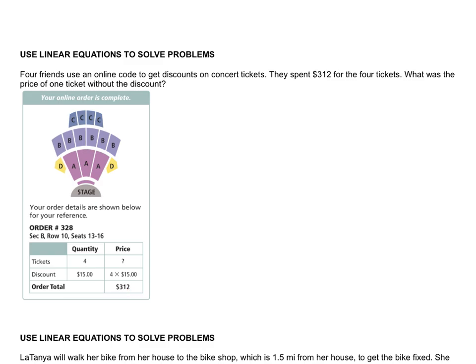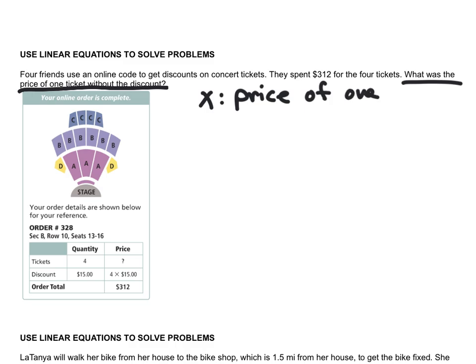So the first thing that I want to know is, what is the price of 1 ticket without the discount? And that's what the question's asking us, and that helps us develop what our variable represents. And in this case, I'm going to use x, and that's going to be the price of 1 ticket, all right? And that helps me. I developed this statement based on the question that's being asked, okay? So now, here's what I know. I bought 4 tickets, all right?